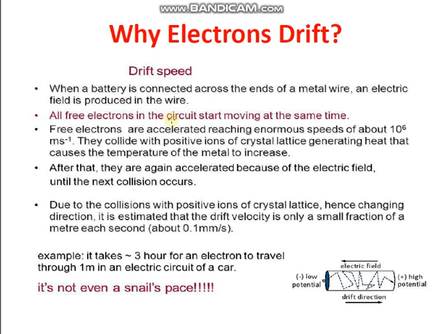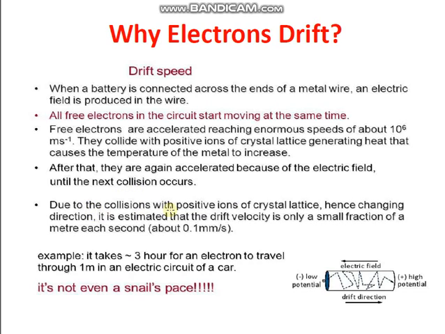All free electrons in the circuit start moving at the same time. Free electrons are accelerated, reaching an enormous speed of about 10^6 meters per second. They collide with positive ions of the crystal lattice, generating heat and causing the temperature of the metal to increase. After that, they are again accelerated because of the electric field until the next collision occurs.